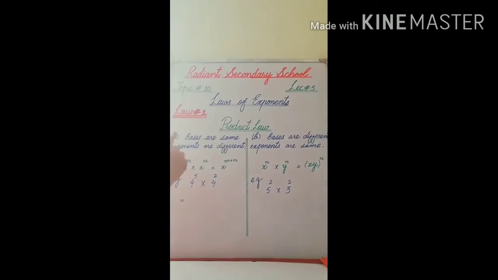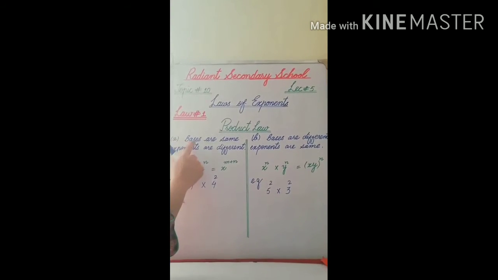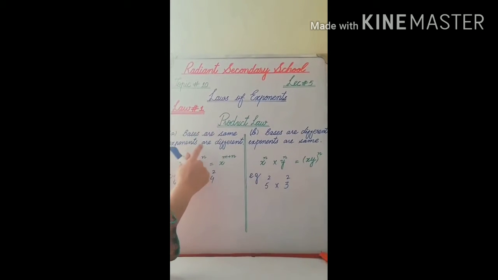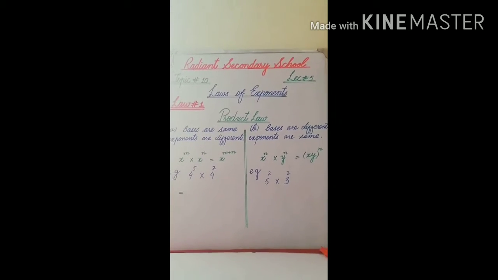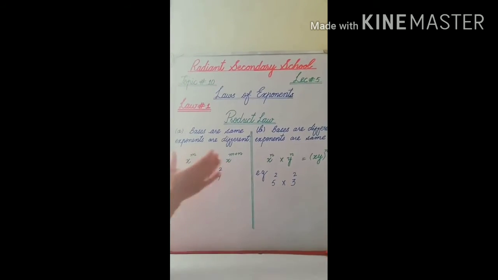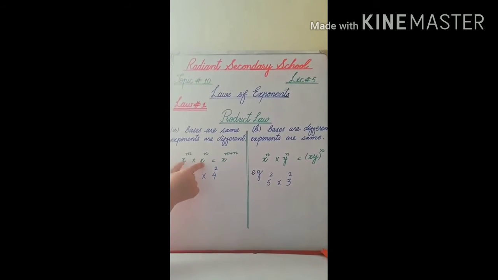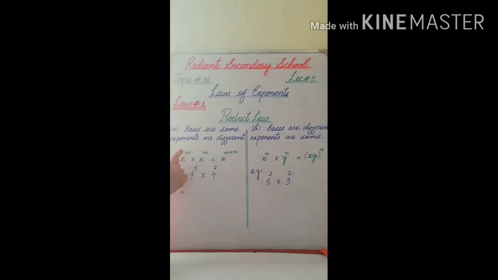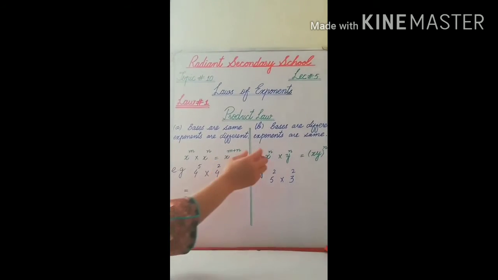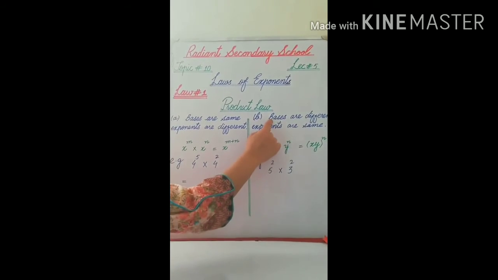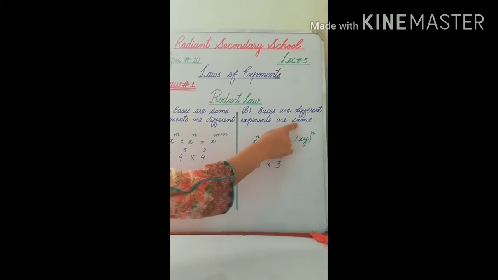It has two conditions. A condition is when bases are same, exponents are different. Now you know very well what are bases and what are exponents. I have written the general form of this law. X and X both are bases and M and N both are exponents. This is the second condition: when bases are different and exponents are same.